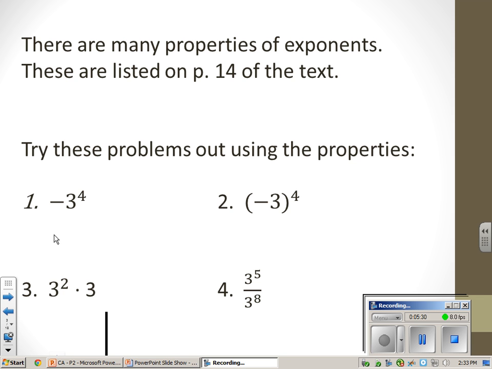Okay, so I'm going to give you a couple of seconds here to try to work out these 4 problems and see what you get. These all use those properties that we were just talking about from that box. And then you can flip to the next slide to check yourself out.